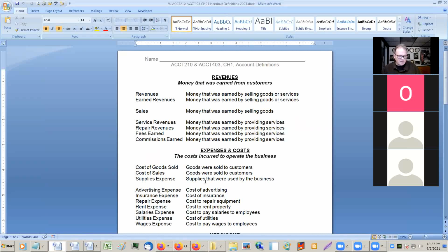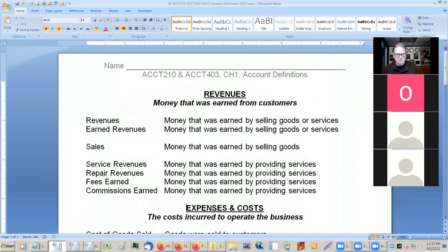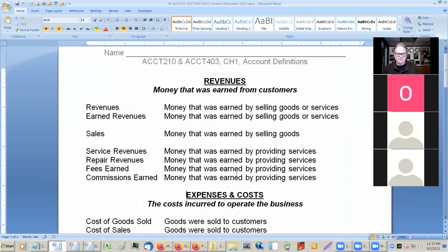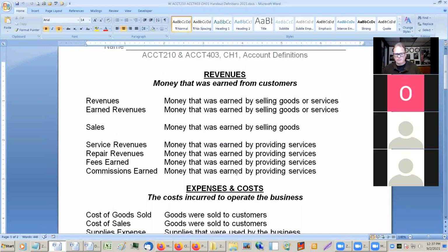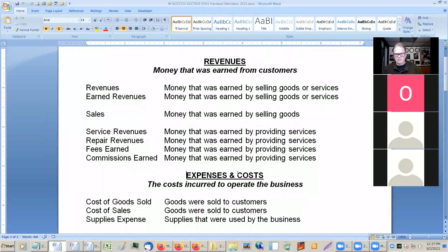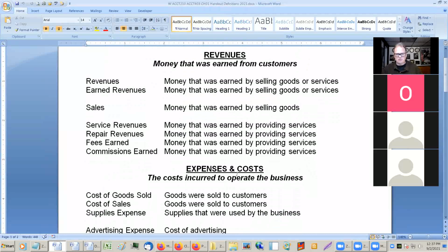Got a handout that says Chapter 1 handout definitions. And it looks like this. And there's a lot here.